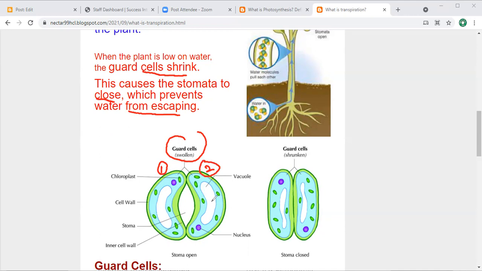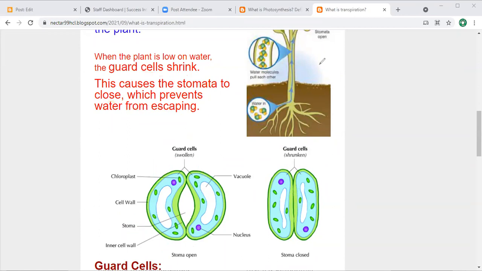If there is a lot of water in it, look, this is the stomata or stoma that is open, okay? It's mentioned here: stoma is open. Understand? Now here you can see these two guard cells. When water is low or there is no water, their vacuoles shrink. So the opening is closed, okay? This opening is closed so that it doesn't let water go out.